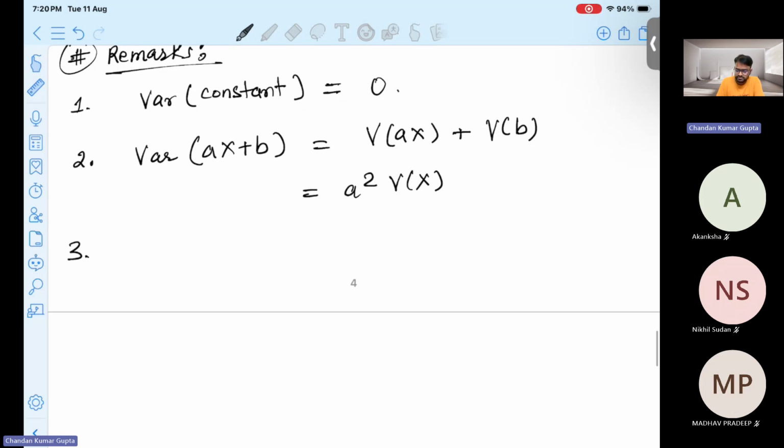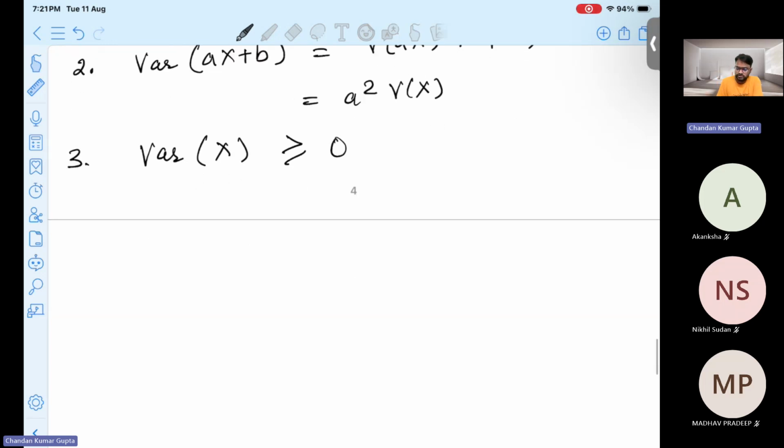Also, the variance of any random variable x is always greater than or equal to zero. It is a square term, so that means either zero or more than zero. So these are the three properties. This is the general formula for mean and variance, for the discrete as well as the continuous case. Now the higher order moments.